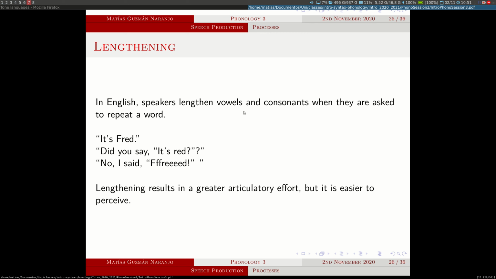The sort of opposite is lengthening. This happens in English sometimes in certain contexts. For example, when you're trying to be more clear, when you want to make yourself understood better. So in a conversation like, "It's red." "Did you say it's red?" "No, I said it's Fred." You lengthen and emphasize the sound to make it clear that you're not talking about "red", but about "Fred". It requires more effort, but it makes perception easier.